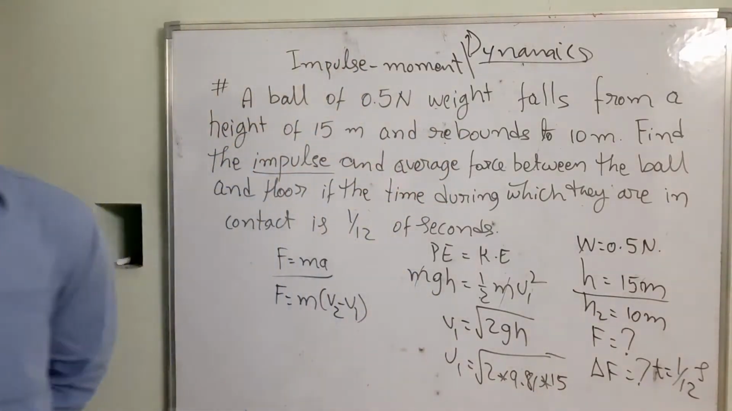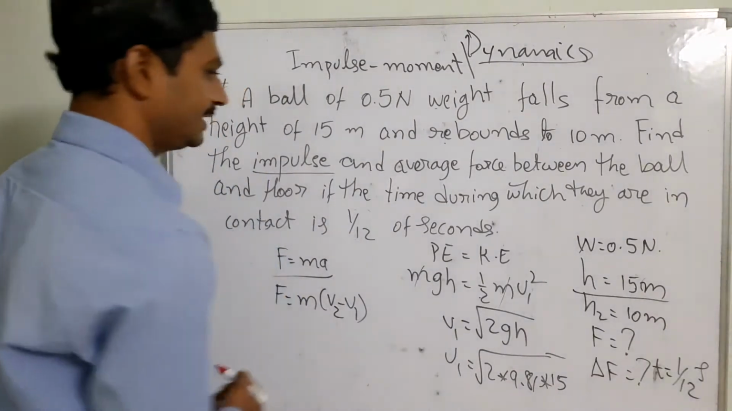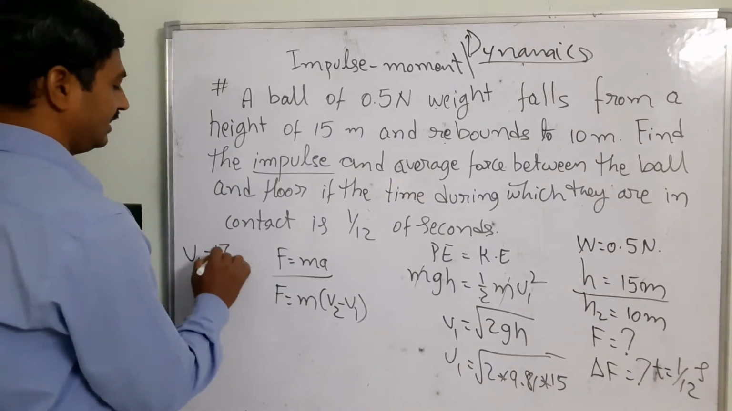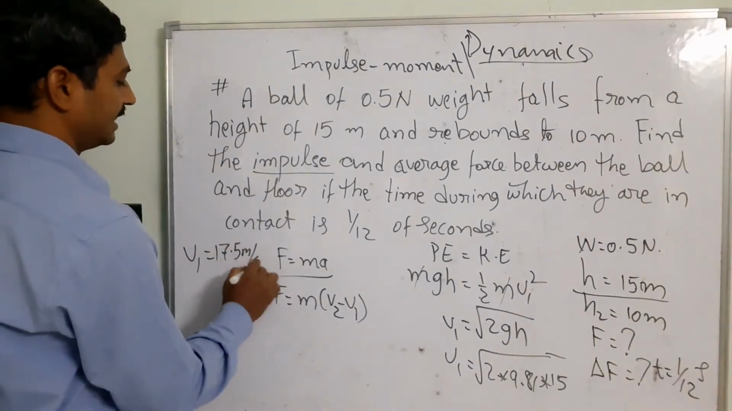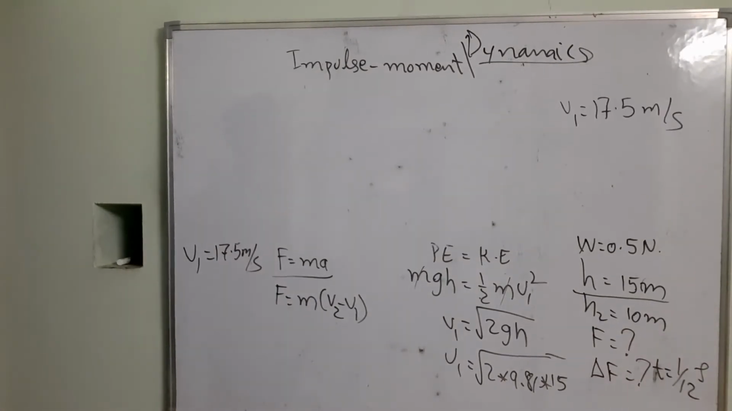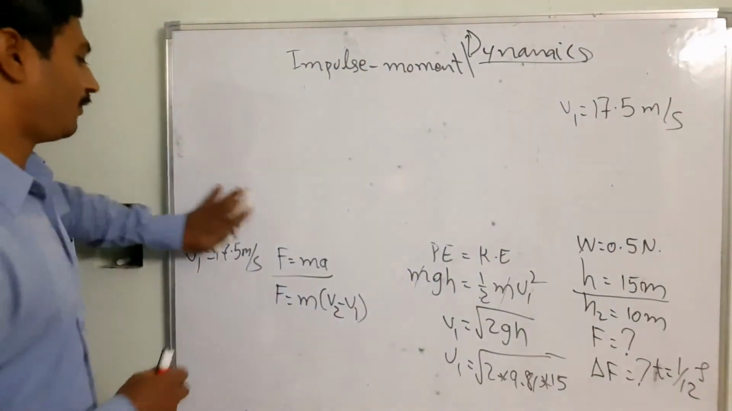So what is the final value of the velocity? I got V1 equal to around 17.5 meters per second. Right? So we got the velocity equal to 17.5.